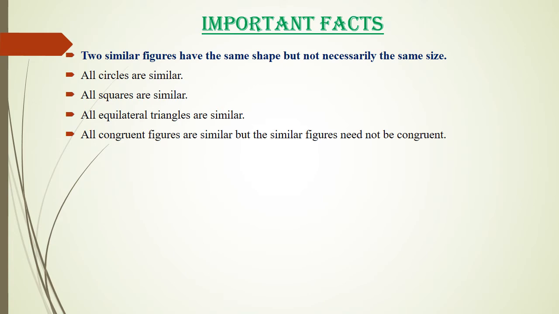If you have two congruent figures, then you can consider them as also similar figures, but all similar figures need not be congruent. Means if I consider two squares of different sizes, they can be taken as similar, but we cannot declare them as congruent. If I consider two squares of exactly same size and shape, I can call them congruent as well as similar. Hope you have understood this last point.